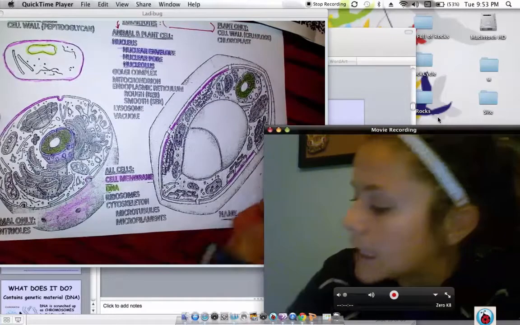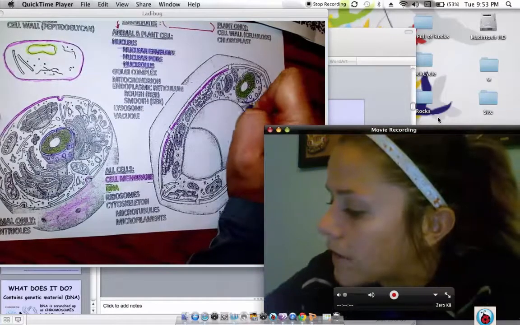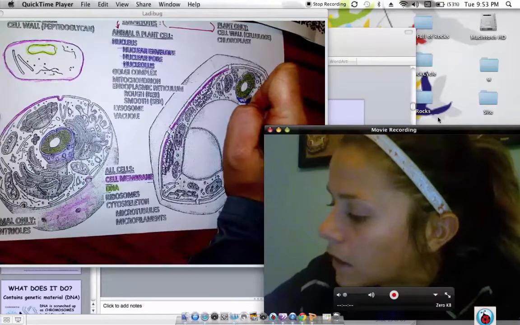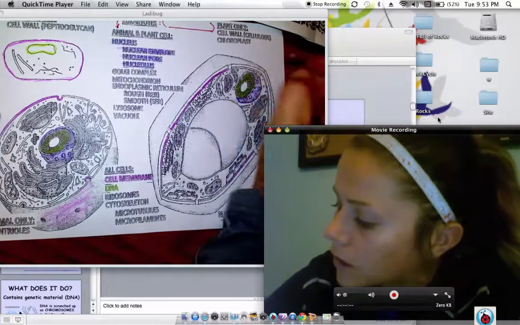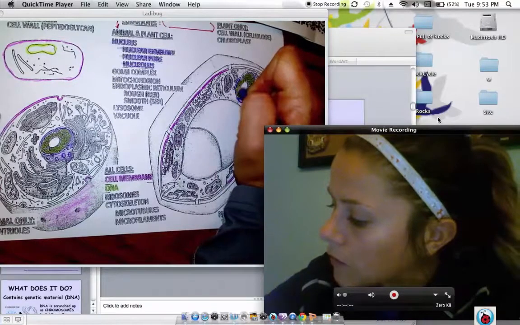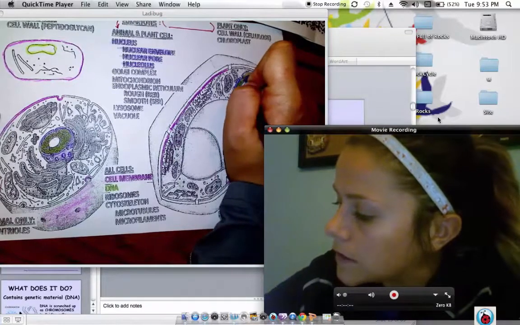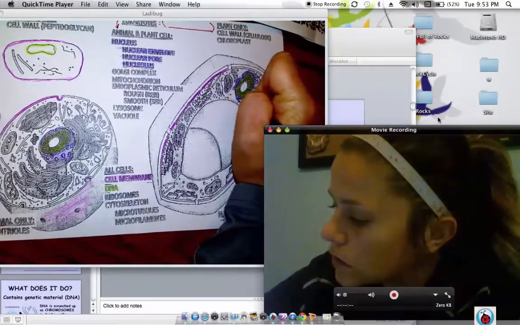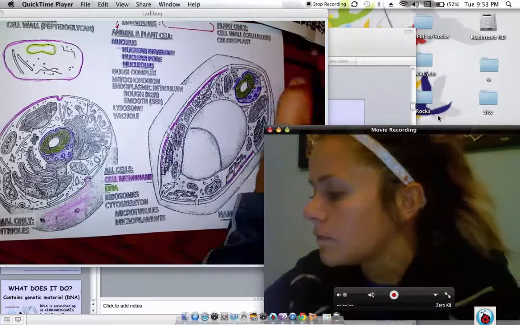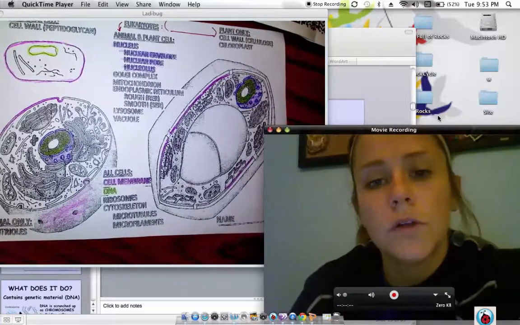In the plant cell, it's not so much in the center because we have that large central vacuole, but it's going to be right over here and look very similar to the animal cell nucleus. All right, let's see, we'll color this, circle around these, and there we go. So that is our nucleus.